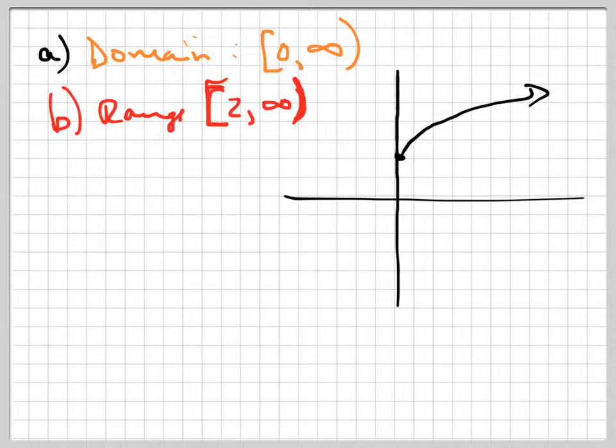All right. The next question is, what are the x-intercepts? And what are x-intercepts? They are places where it touches the x-axis. But there are none. There are no x-intercepts. How about y-intercepts?